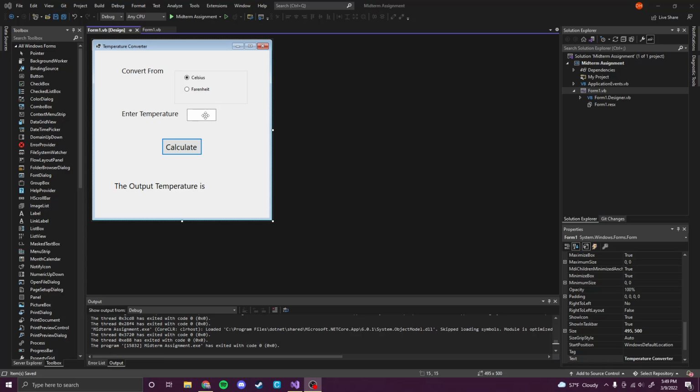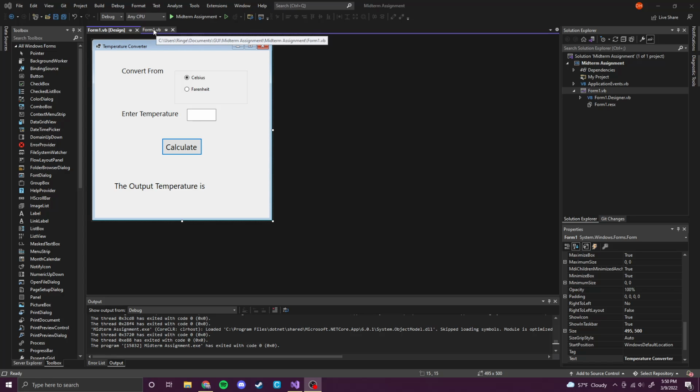What it does is you input a number here, and you select to convert from either Celsius or Fahrenheit, and then you'll click calculate, and it will display an output temperature here. So your input should line up with whatever you select. If you select Celsius, you'll input a Celsius temperature. If you select Fahrenheit, you'll input a Fahrenheit temperature.